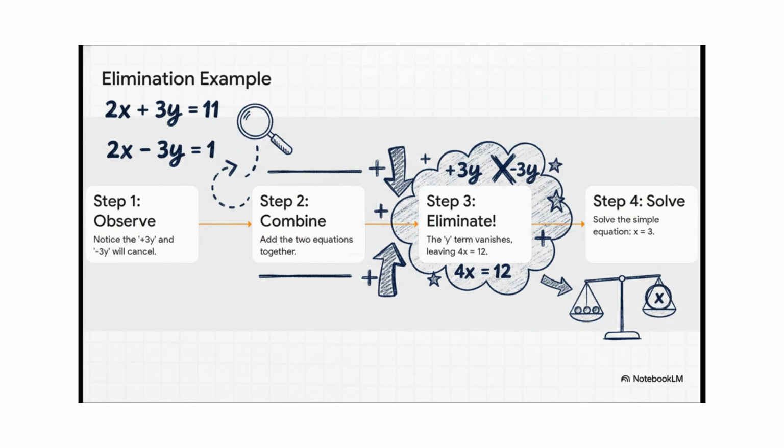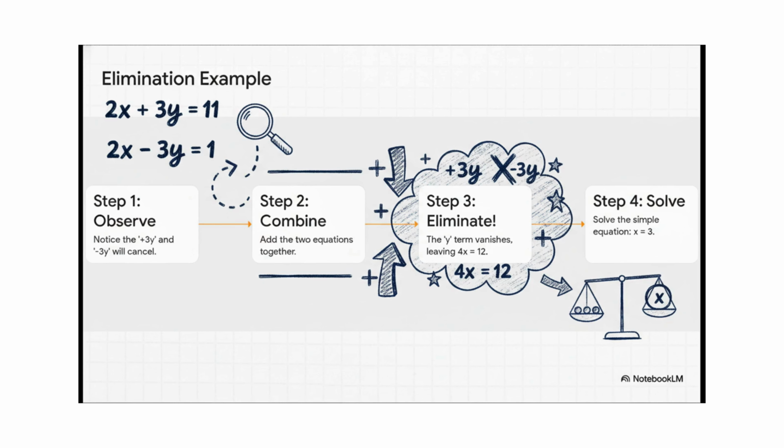Okay, check out this example. It is practically made for this method. Notice how the first equation has a plus 3y and the second has a minus 3y? They are perfect opposites, just waiting to be eliminated. So, what do we do? We just add the two equations straight down. The 2x and 2x combine to make 4x. The plus 3y and the minus 3y, they cancel each other out. Poof, gone. And 11 plus 1 is 12. Suddenly we're left with the super simple equation 4x equals 12. Well, that means x has to be 3.